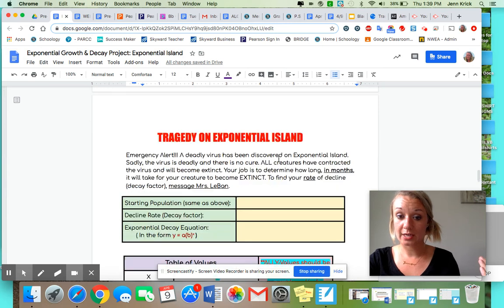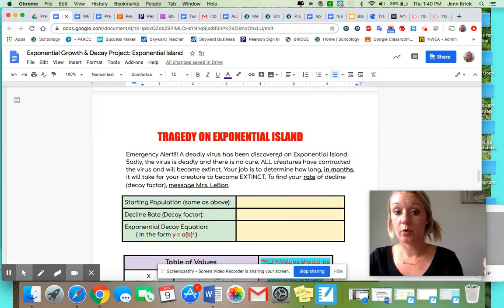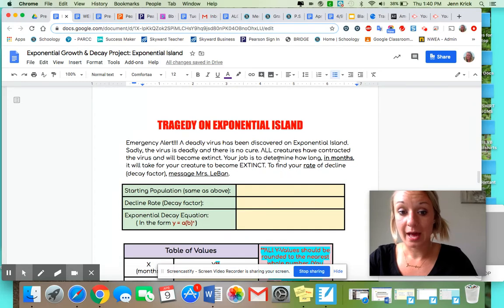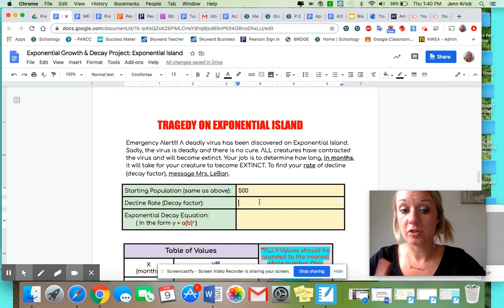Now, tragedy on Exponential Island, welcome to a deadly virus that has been discovered. Yikes. Your starting population is going to be the same as above, so let's say we still have my 500, but your decline rate, you need to get that from me again.